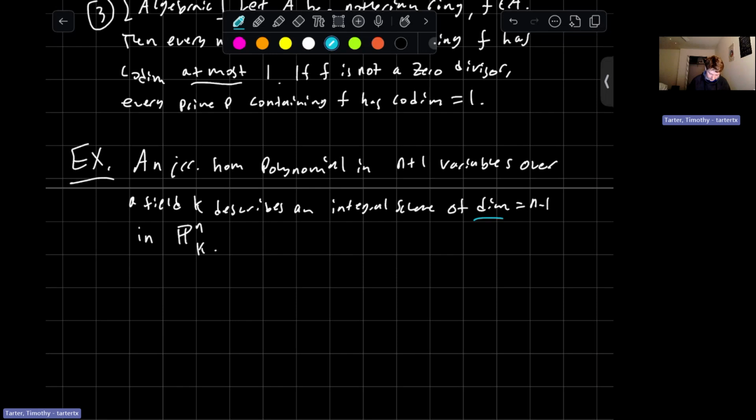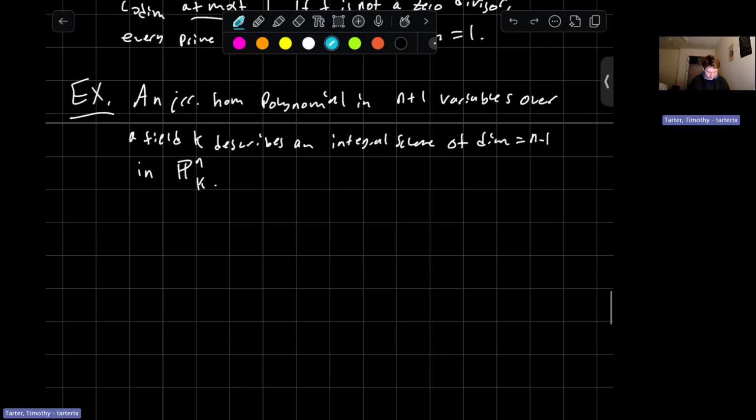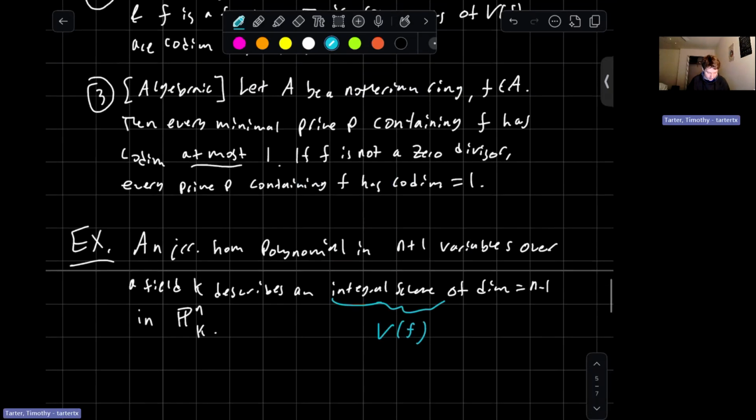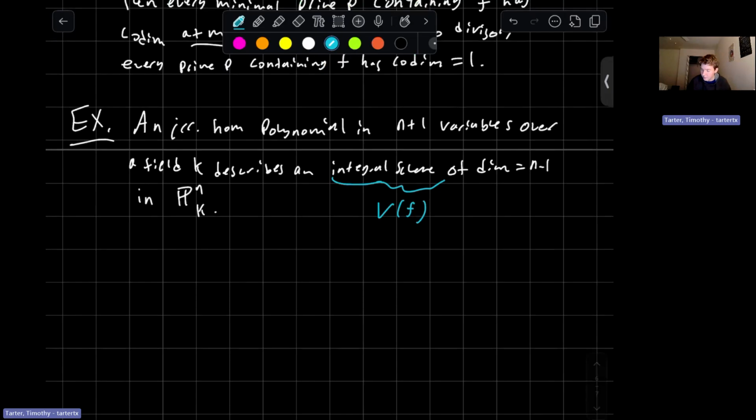And the key point here is this is dimension, not codimension, right? Because it's vanishing. The integral scheme here is the vanishing of this polynomial, and that is going to be dimension n minus 1.